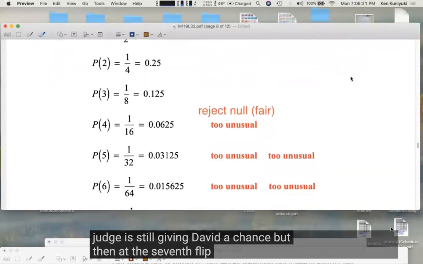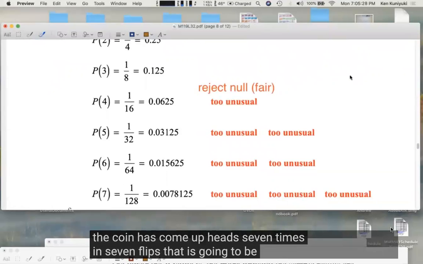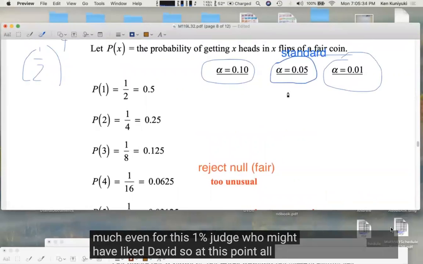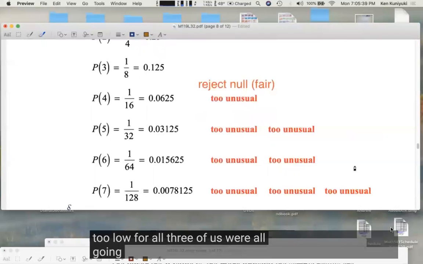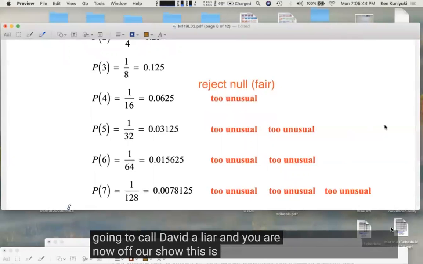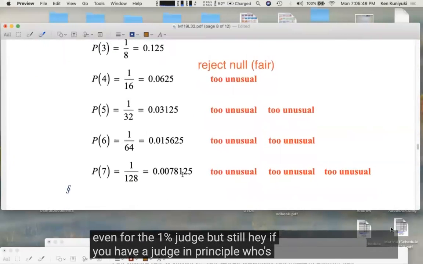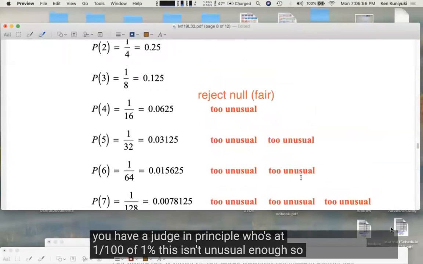But then at the 7th flip, all right, the coin has come up heads 7 times in 7 flips. That is going to be too much even for this 1% judge who might have liked David. So at this point, all 3 judges say, no, this p-value is way too low for all 3 of us. We're all going to call David a liar, and you are now off our show. This is too unusual even for the 1% judge. But still, if you have a judge in principle who's at 1/100th of 1%, this isn't unusual enough. So you can keep going.